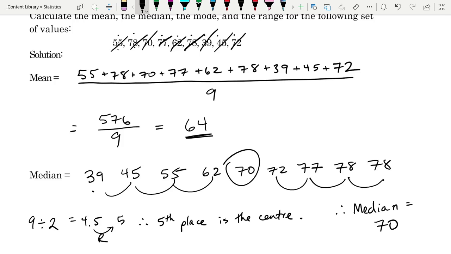And I could also say that the average of this data is 70, because 70 is the number that's right in the middle. Half of the data is smaller, half of the data is bigger. So there we go. That's median.